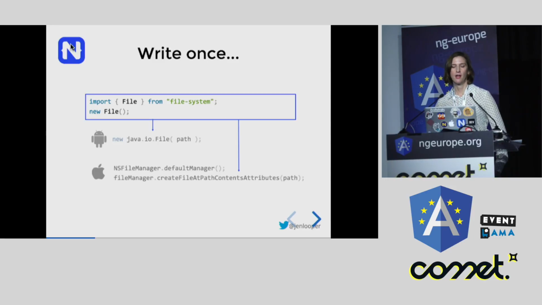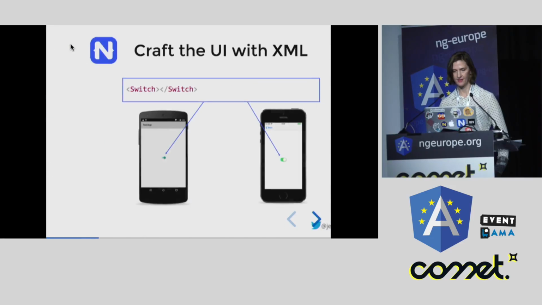So you would import file from the file system module, and then you would just call new file, and then you can leverage all of this native goodness that you're going to be wanting to use in your mobile apps. So not only write once, but write easy.